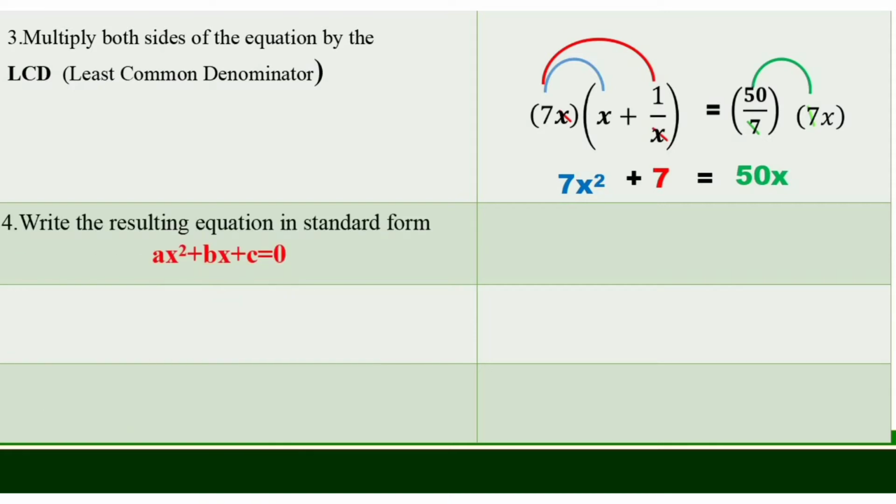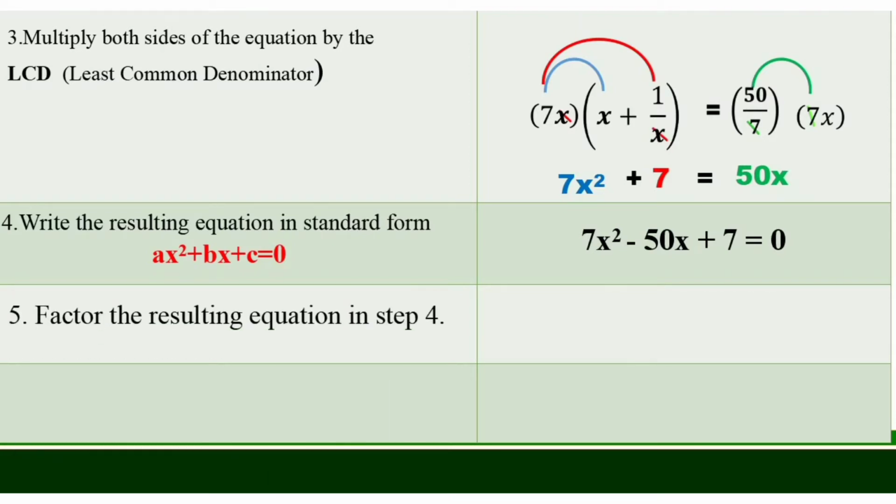Next, class, let's proceed to step number 4. Write the resulting equation in standard form: ax squared plus bx plus c equals 0. So now, the standard form we have is 7x squared minus 50x plus 7 equals 0. Here, class, we are going to transpose 50x to the left side, so it will become negative 50x. That makes our standard form 7x squared minus 50x plus 7 equals 0.